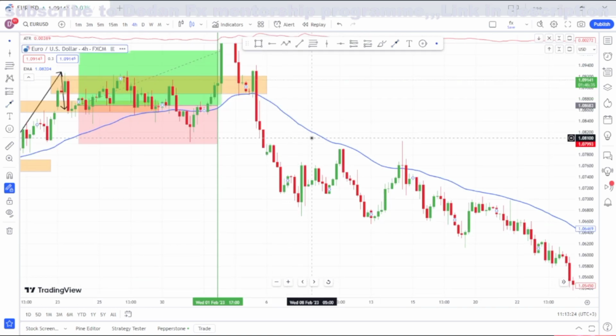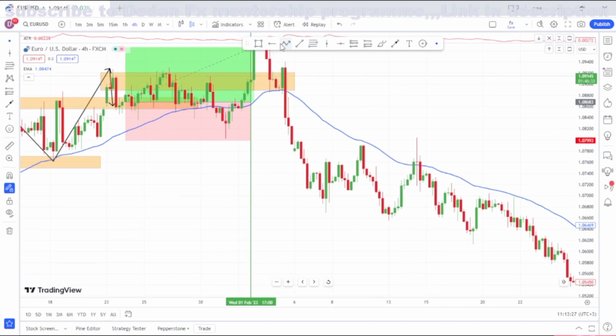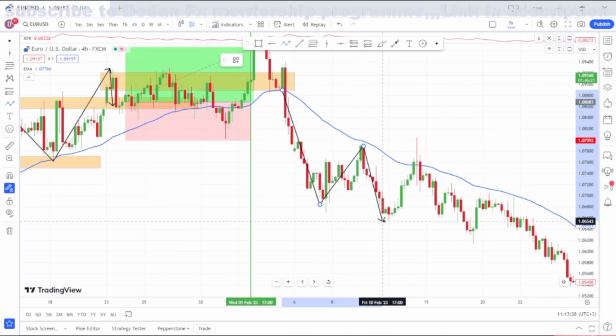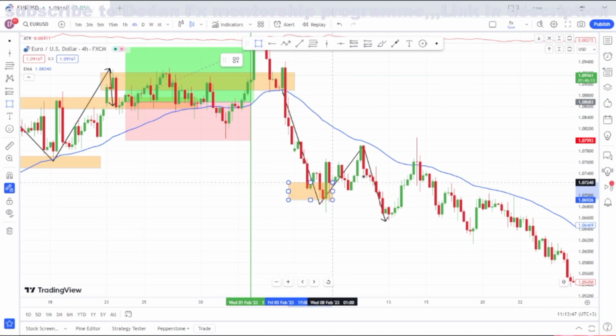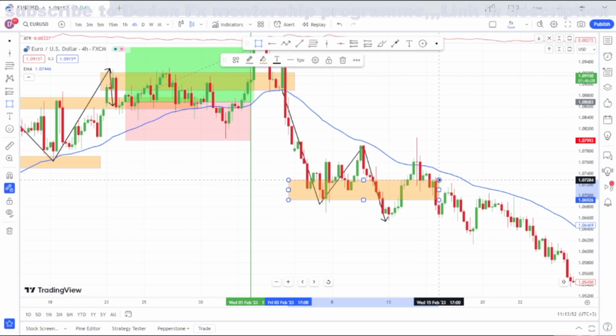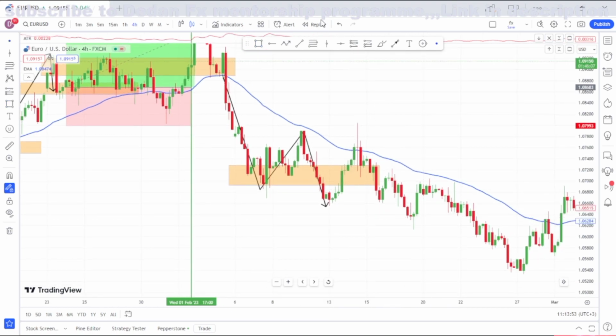Price broke down below the EMA. Alright, so now we are below the EMA. So what do we look for? Now we are looking for sales below the EMA. Alright, so price made a low, pulled back, made another low, now broke structure. Now my current zone should look like that. That is the zone that I'll be looking for trades.